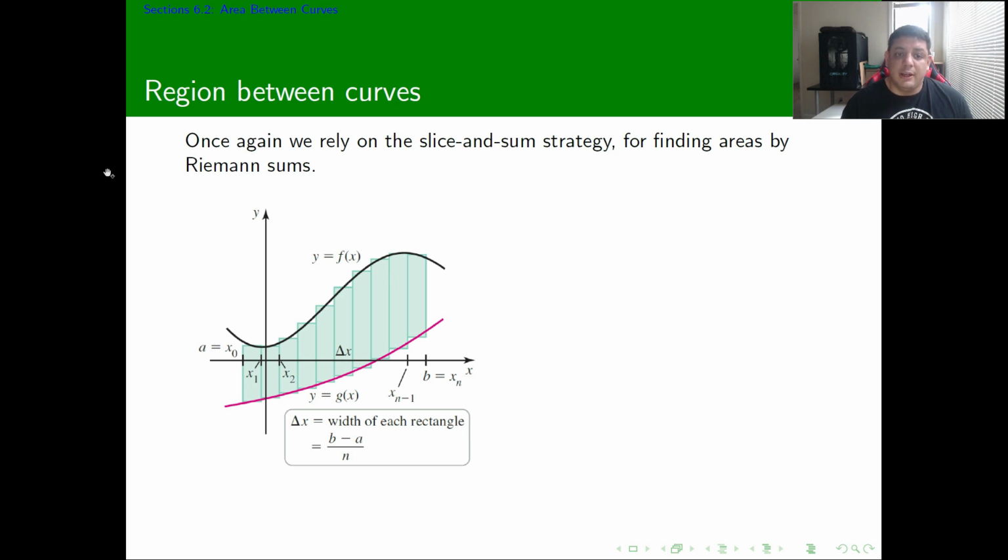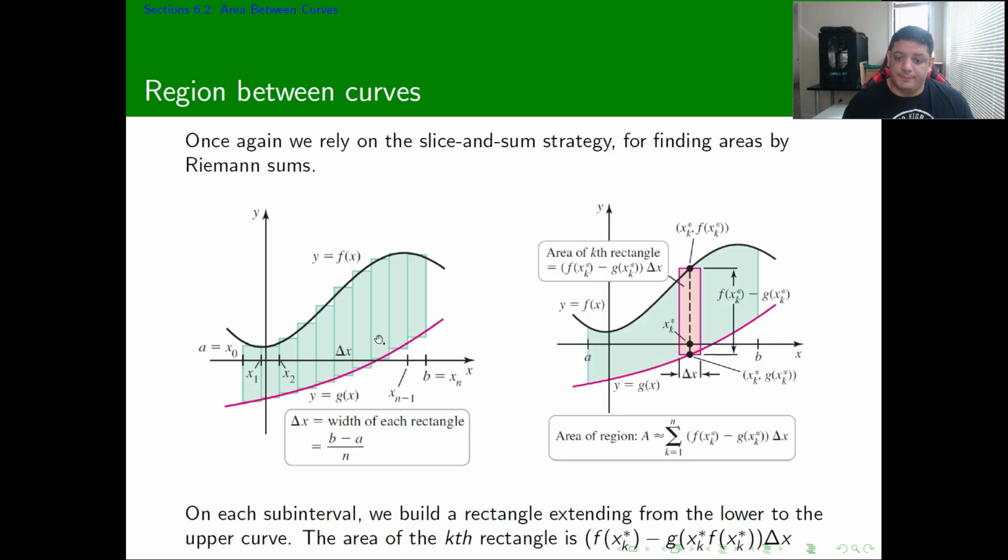First, we're going to rely on the slice and sum strategy for finding area with Riemann sums. So we're essentially going to take a partition on the interval a, b and create rectangles where we can approximate the area that is in the middle of these two functions. Of course, we have a certain width for each of the rectangles, and we're going to be given the height and the base of these rectangles with the different functions f and g.